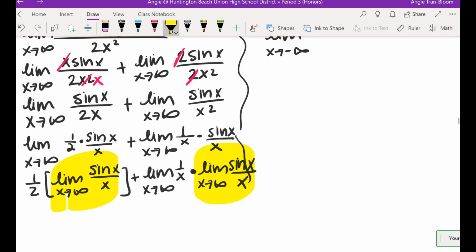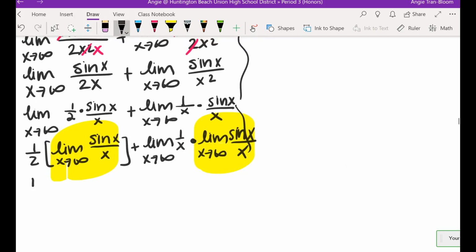What's the limit of 1 over x as x approaches infinity? It's 0. You're right. So this is really 1/2 times 0 plus 0 times 0, which is 0. That's what the calculator said, 0.